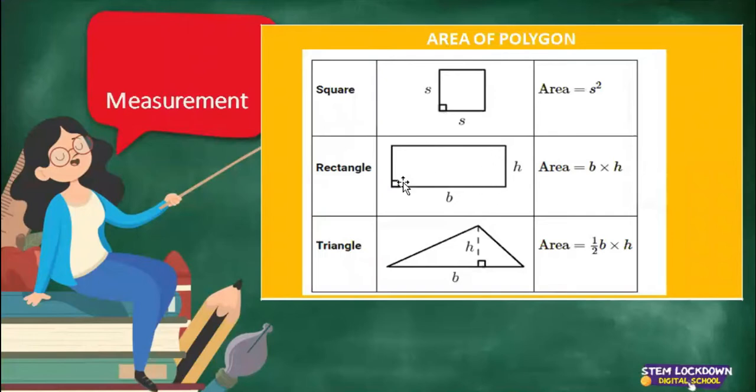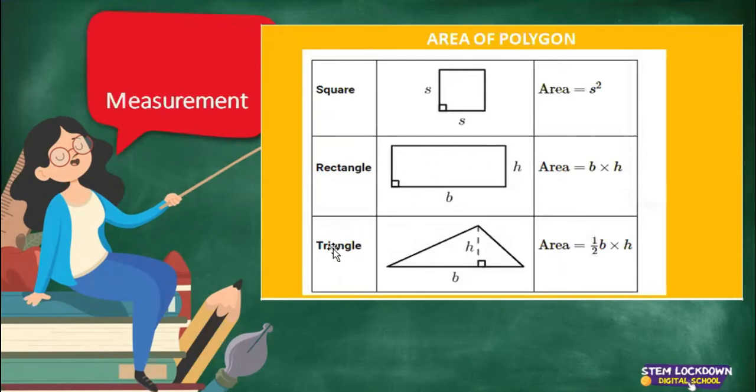To find the area of a rectangle, we say it's length times the breadth, or the height times the breadth, or the breadth times the height. That will give us the area for a rectangle.